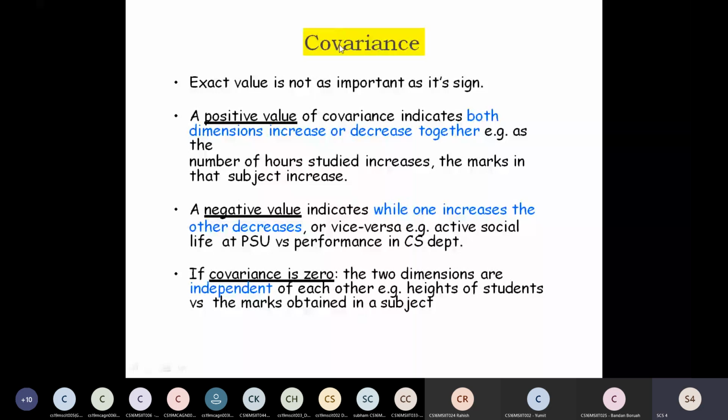If the covariance is zero, the two dimensions are independent of each other. As for example, height of students versus marks obtained in a subject. Of course, suppose a student's height is increasing but the marks are not related to it. Is there any relation between this height and marks obtained? Yes or no?